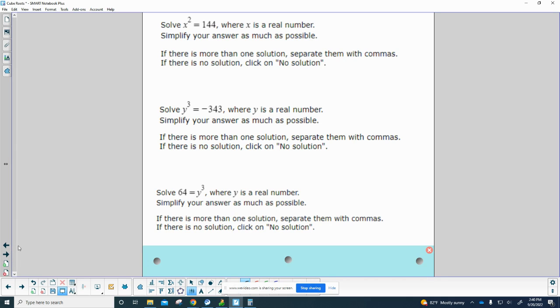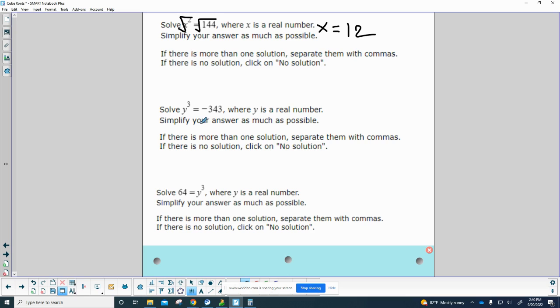Okay, now when we get into ALEKS, which you're going to do some today, it'll give you questions like this. Solve x squared equals 144. What that means is it wants you to find the square root of x squared in order to get x. So the square root of x squared would be x. The square root of 144 would equal 12.